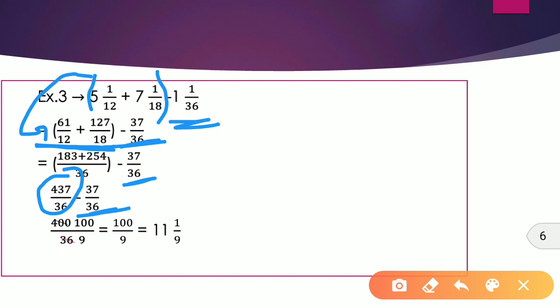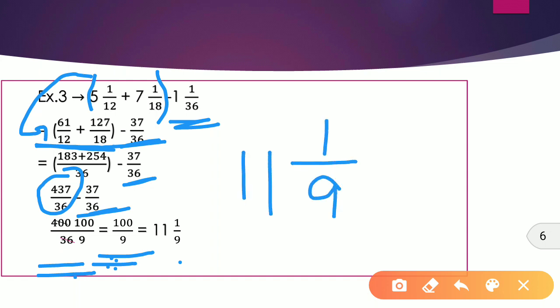437 minus 37, the denominator is the same, so we write a common denominator 36. You will get 400 by 36. When you simplify it, you will get 100 upon 9. This can also be your answer, but if you want to convert this simple rational number into a mixed rational number, you will get 11 whole 1 by 9. Both are correct as your answer.